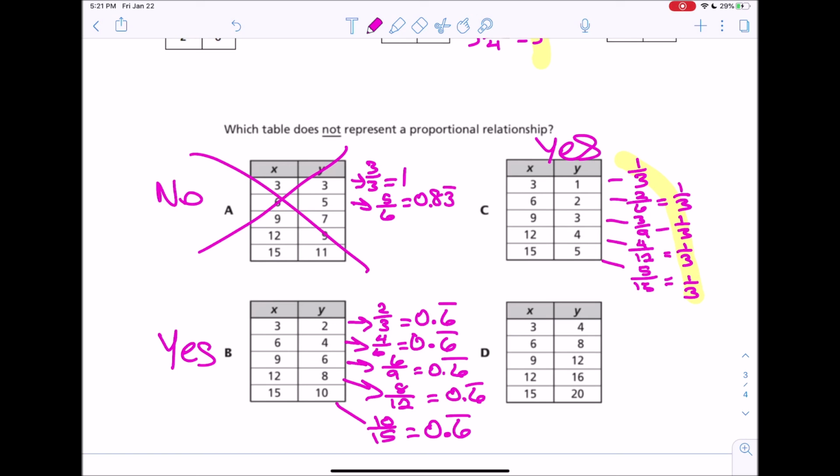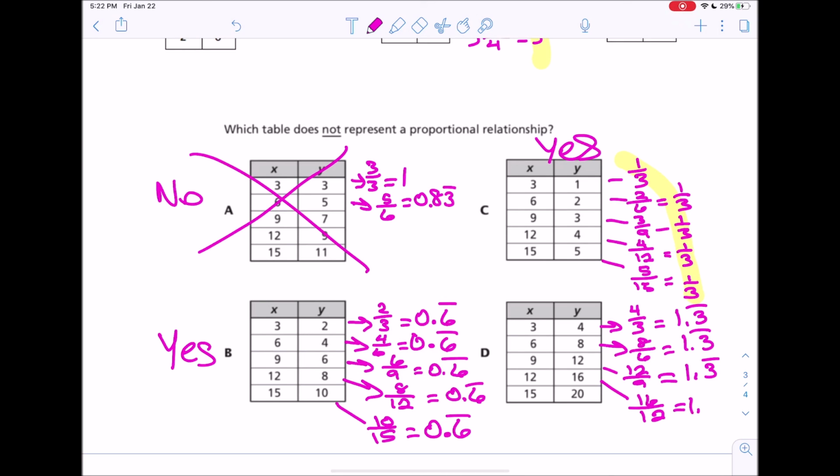And then for D, we have 4 divided by 3, which equals 1.33333, and then 8 divided by 6, which equals the same thing. 12 divided by 9, which equals the same thing. 16 divided by 12 also equals 1.3, and 20 divided by 15 also equals 1.3. So this is a yes as well.